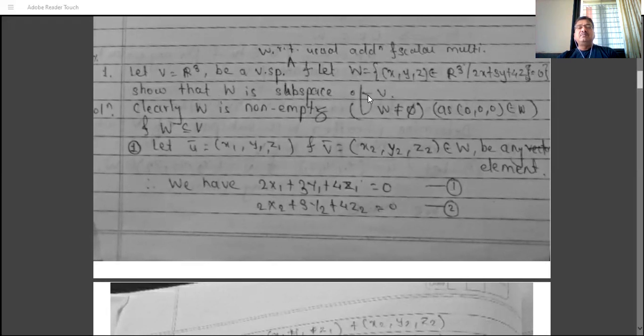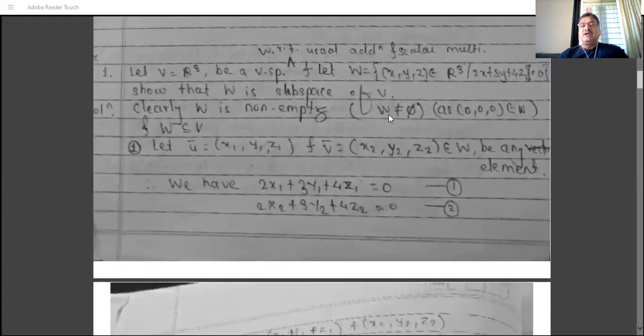Then show that W is a subspace of V. So what is the condition? That 2x plus 3y plus 4z is equal to 0. These elements are elements of W that satisfy this condition. So W is obviously a subset of V, and W is non-empty.